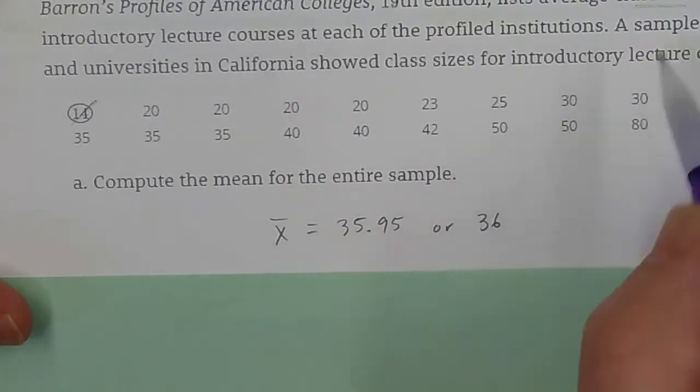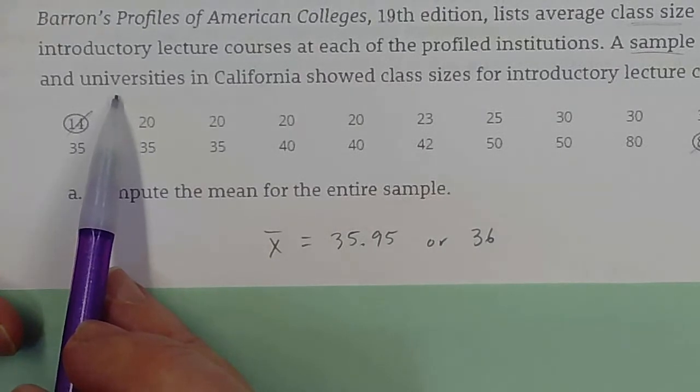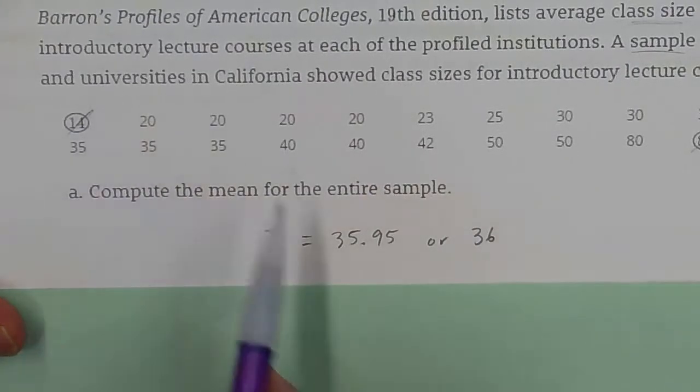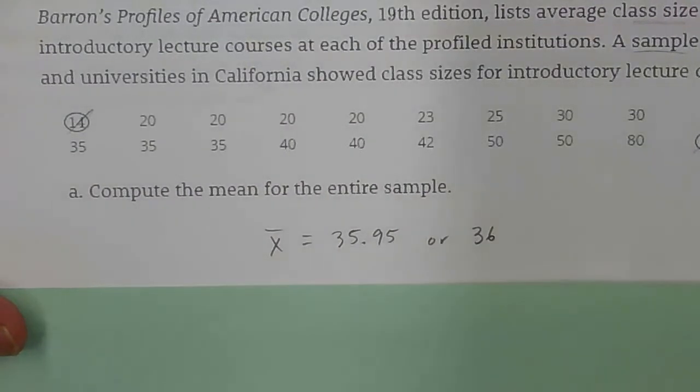All right, notice I use x bar because it says a sample of 20 colleges and universities. It doesn't say all of the colleges and universities. If it did, we could use mu. So the appropriate symbol is x bar, the sample mean. Okay. All right, let's take a look at part B.